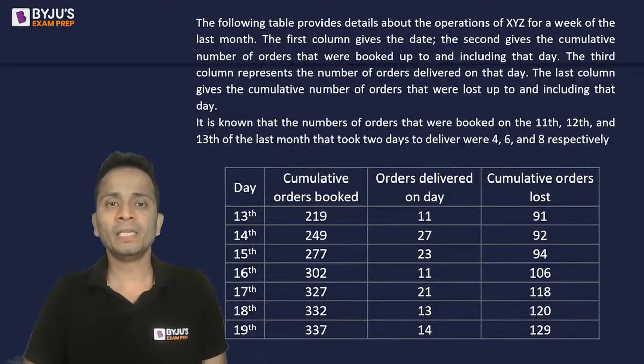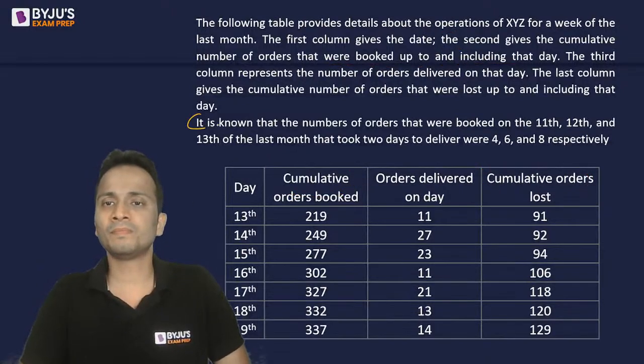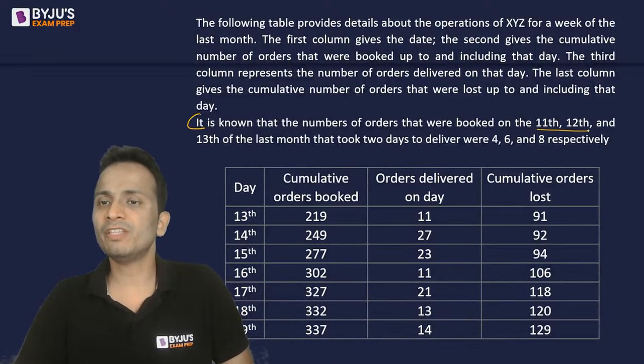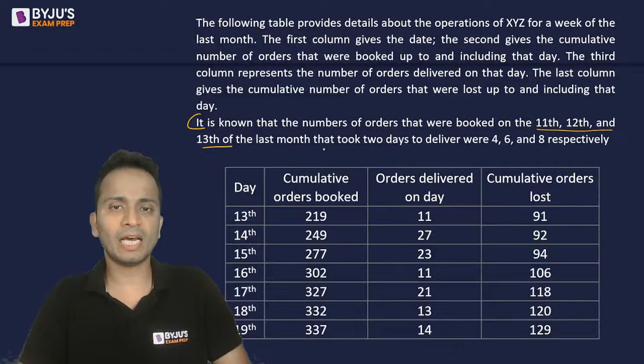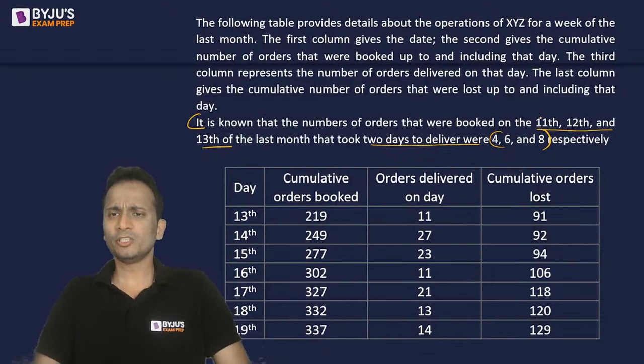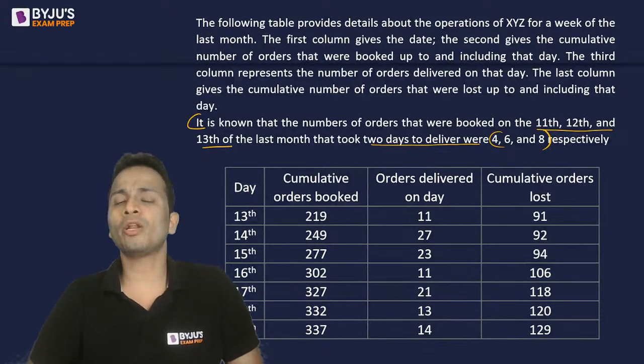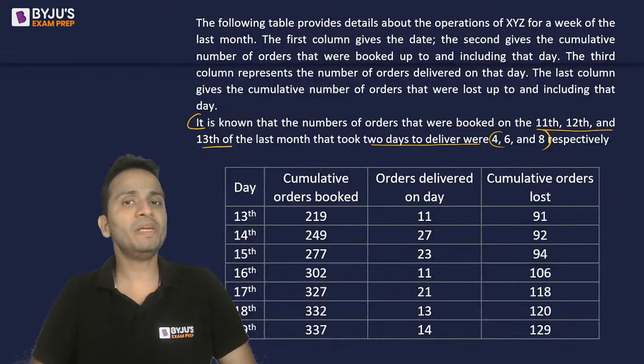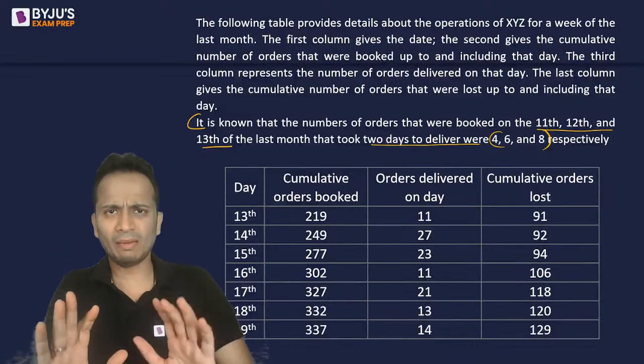Okay. Now also they have given that it is known that the number of orders that were booked on 11th, 12th, and 13th of the last month that took 2 days to deliver were 4, 6, and 8. Okay. So orders that are booked on a particular day, they will be divided in three parts. This is what I'm explaining you.